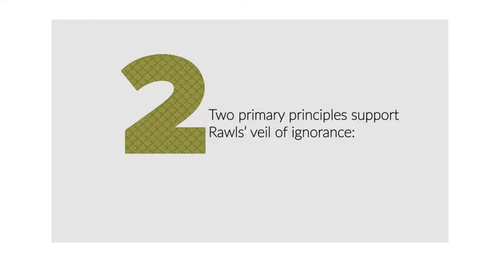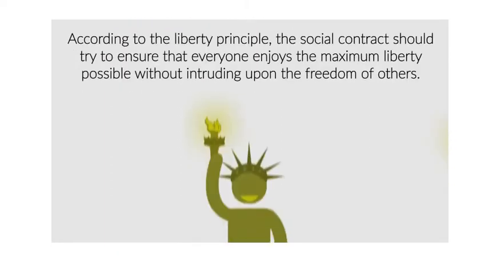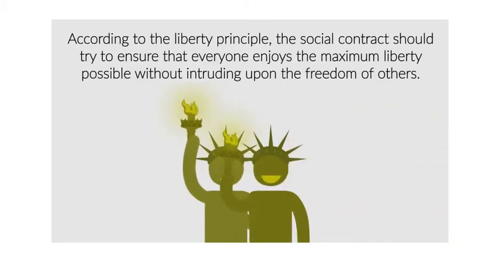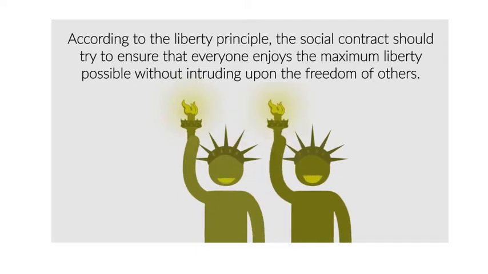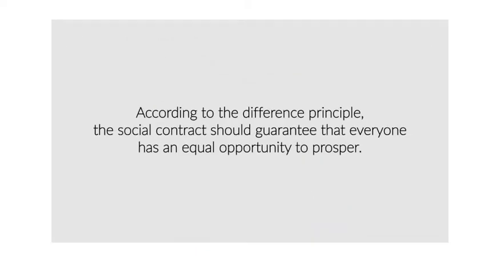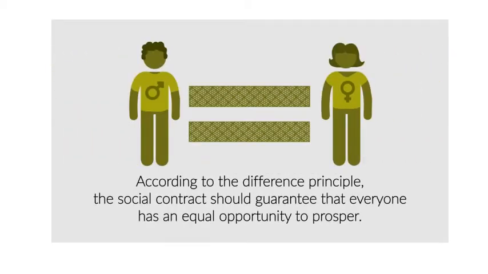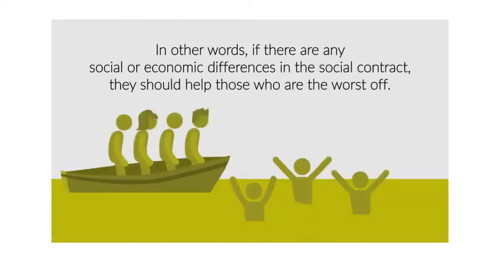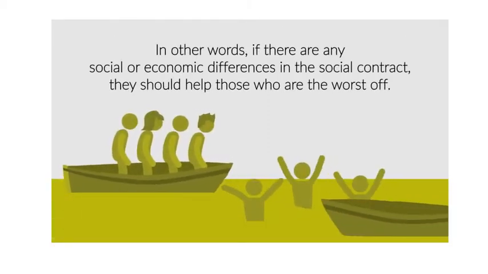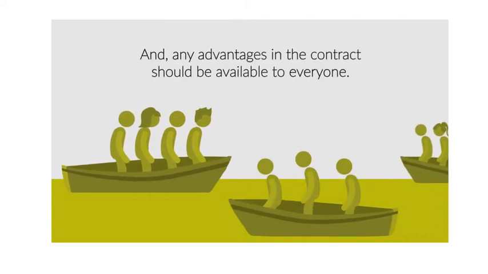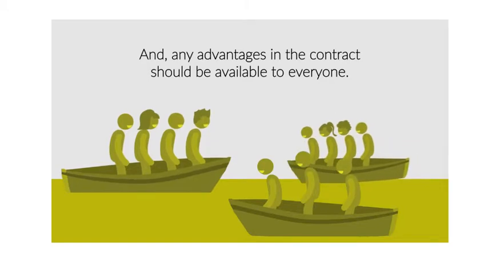Two primary principles support Rawls' veil of ignorance: the liberty principle and the difference principle. According to the liberty principle, the social contract should try to ensure that everyone enjoys the maximum liberty possible, without intruding upon the freedom of others. According to the difference principle, the social contract should guarantee that everyone has an equal opportunity to prosper. In other words, if there are any social or economic differences in the social contract, they should help those who are the worst off. And any advantages in the contract should be available to everyone.